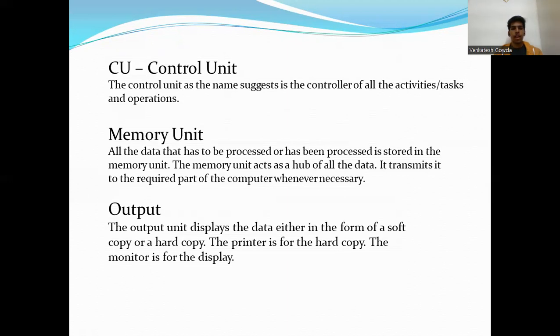Memory unit. All the data that has to be processed or has been processed is stored in the memory unit. The memory unit acts as the hub of all the data. It transmits it to the required part of the computer whenever necessary. Output unit. The output unit displays the data either in the form of a soft copy or a hard copy. The printer is for the hard copy, the monitor is for the display.